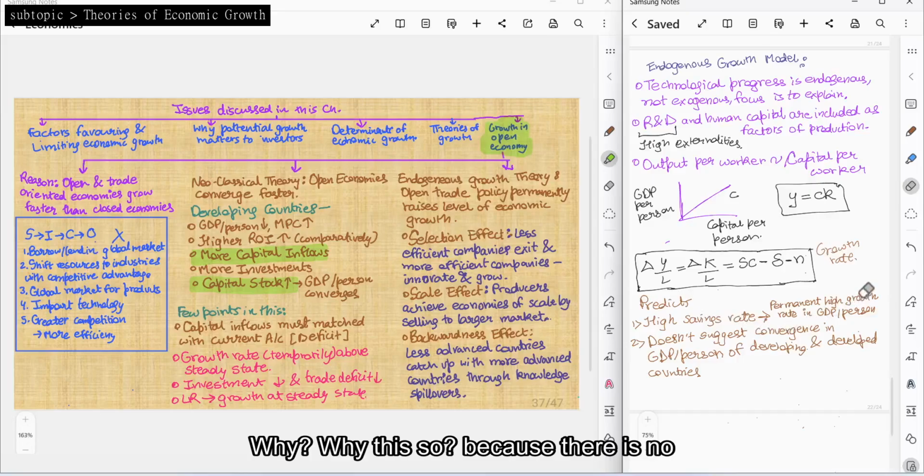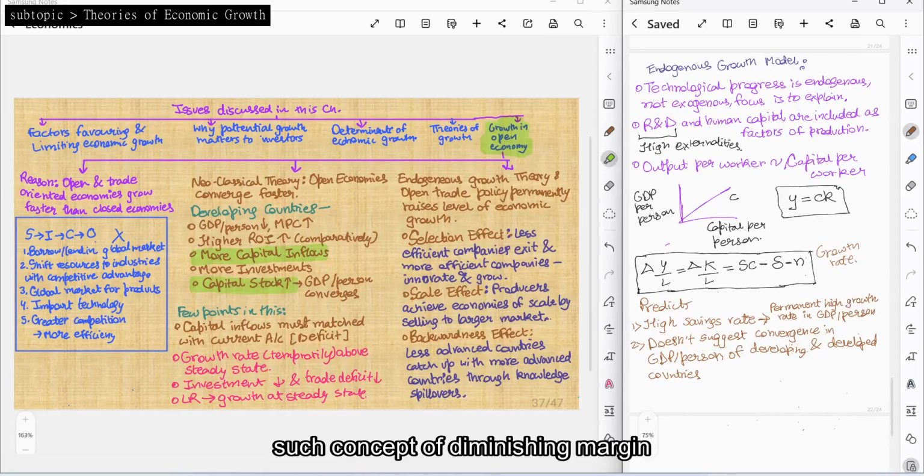Why is this so? Because there is no such concept of diminishing marginal return for capital.